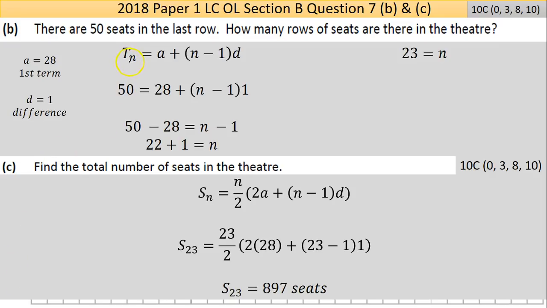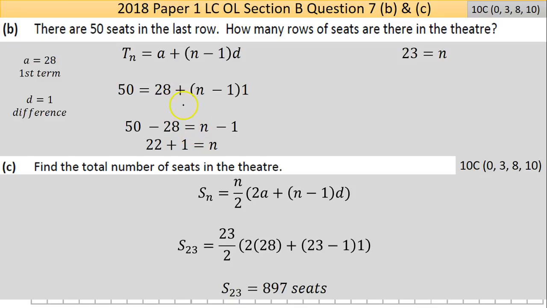So the total number of seats in the last row is 50. So we get the 50 here. The first term is 28. That's in row 1, there's 28 seats. n is what we're looking for, and the difference each time is 1. So now I have an equation of 1 unknown. It's just a matter of solving it out.